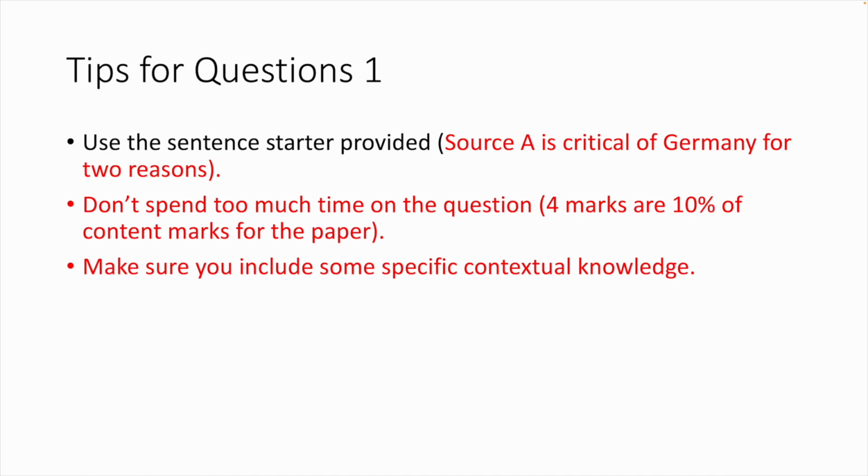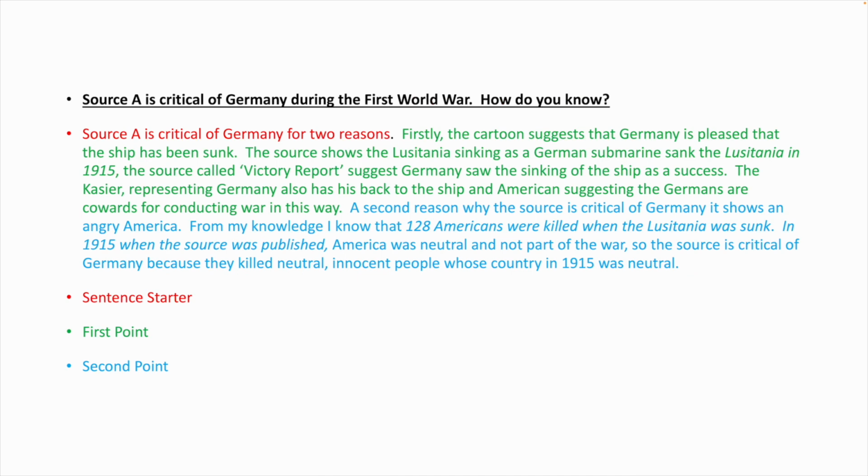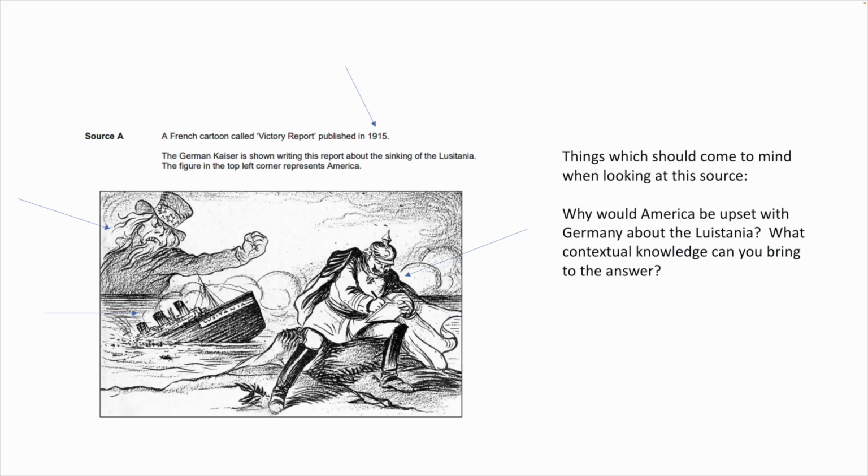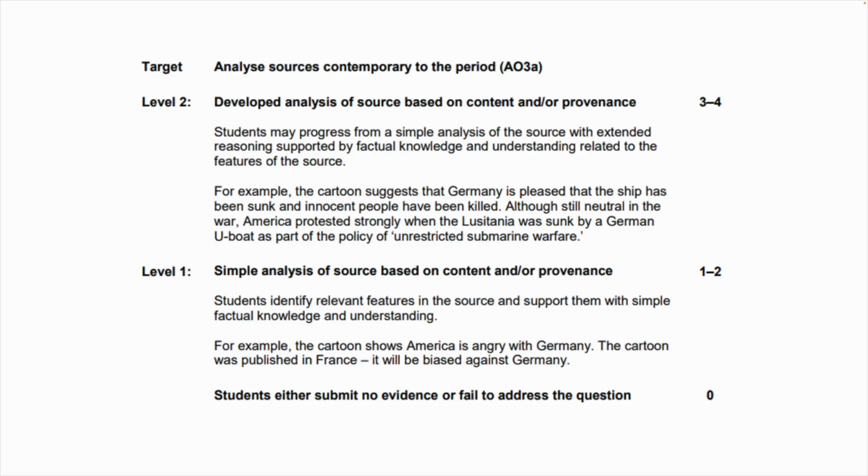And just bring some contextual knowledge to the plate. So everything that I've done here in italics is not mentioned in the source, okay? So everything that we know here, the 128 Americans being killed, America being neutral in 1915, all these things are bringing subject knowledge which is not given from the source. It's going to help us get to the top of the band, which is where we want to be aiming. This really should be nailed on 4 marks. It's the easiest question on the paper, but it's also the shortest question on the paper. So don't spend too much time on it.